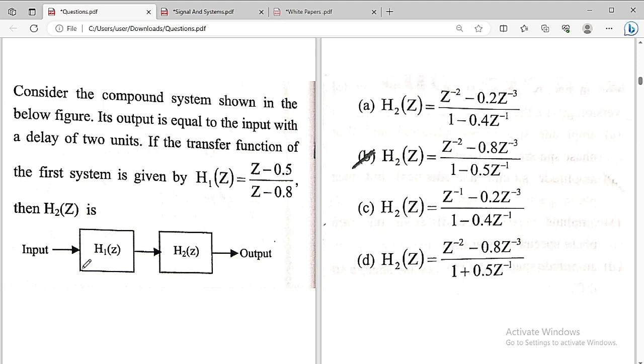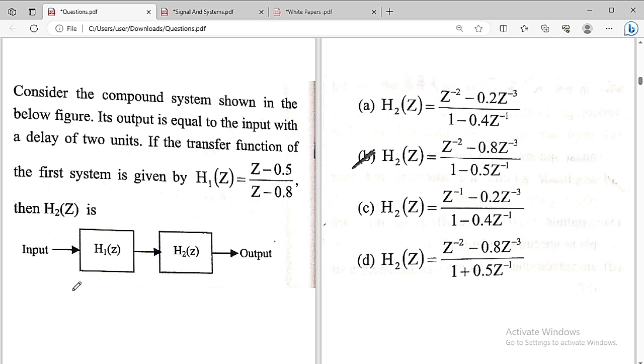In the question, what they are saying is very simple. They have given a cascade of two systems, so we can say it is a compound system. For the first system the transfer function is H1(z), and for the second system the transfer function is H2(z). This overall system is going to perform like a delay system by 2 units, meaning the output is the input delayed by 2 units.